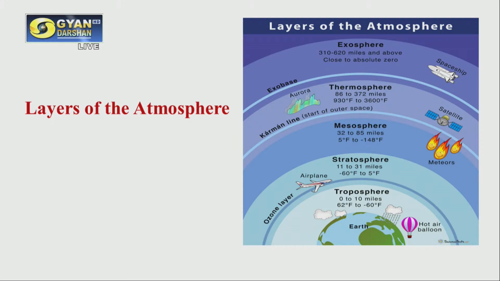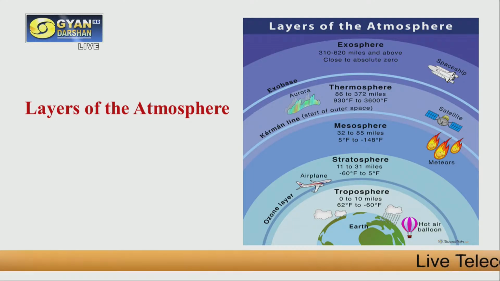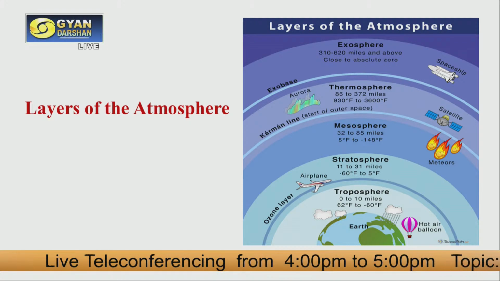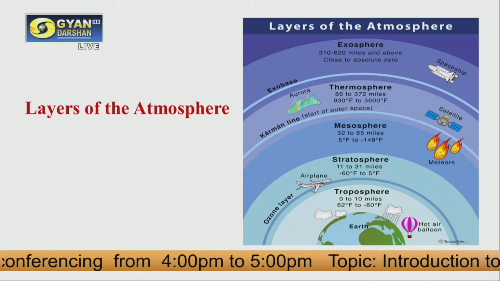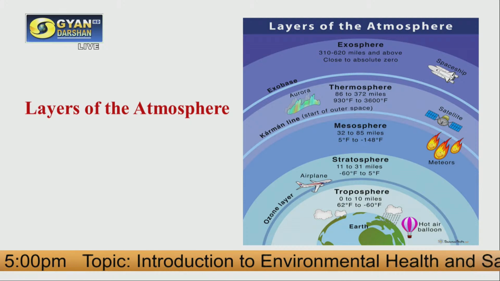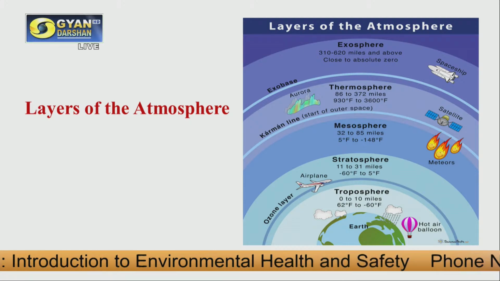Then just above the troposphere is the stratosphere, and very near the boundary of the troposphere and stratosphere, there is the ozone layer. This is very important to all types of lives, because this layer is protecting us from harmful radiations.